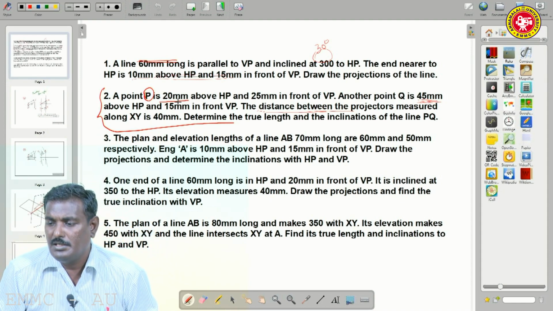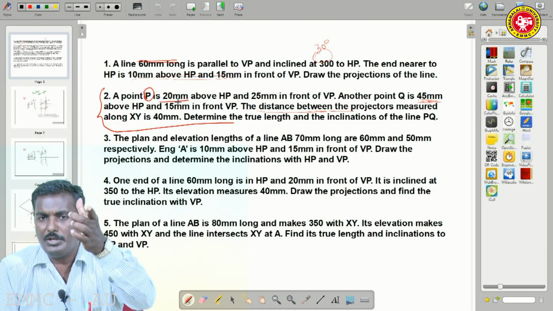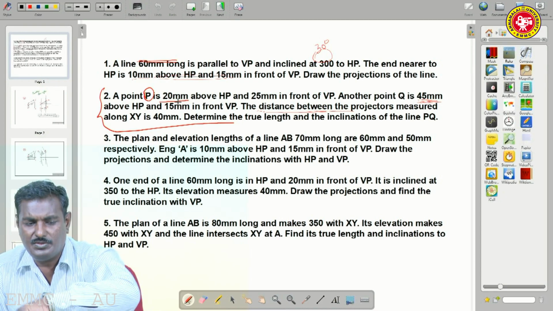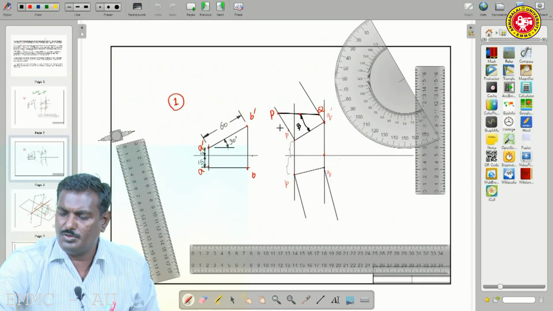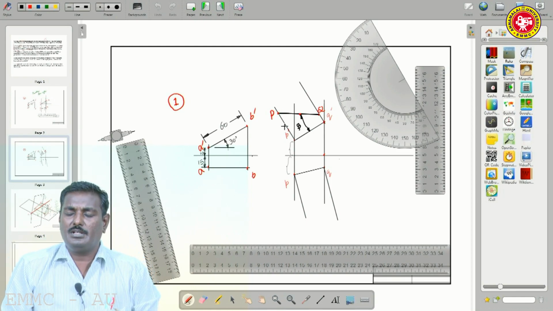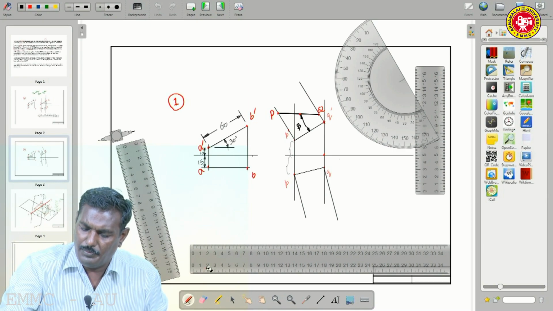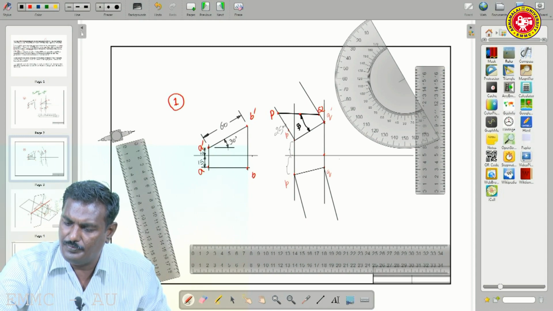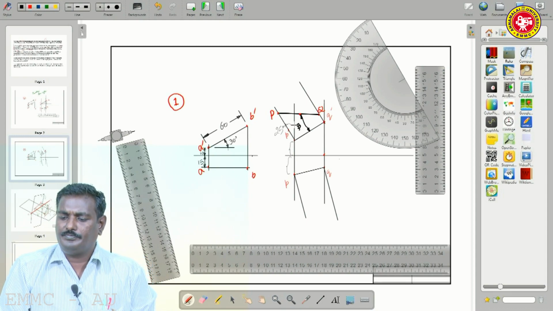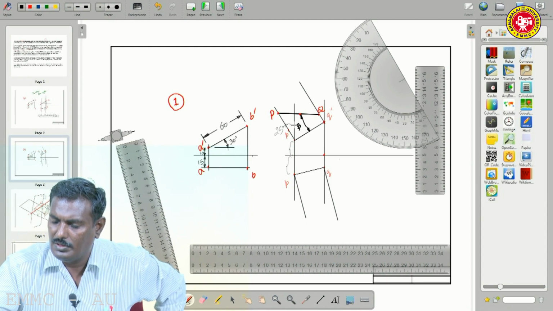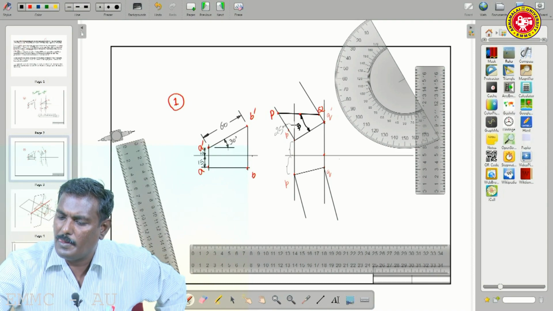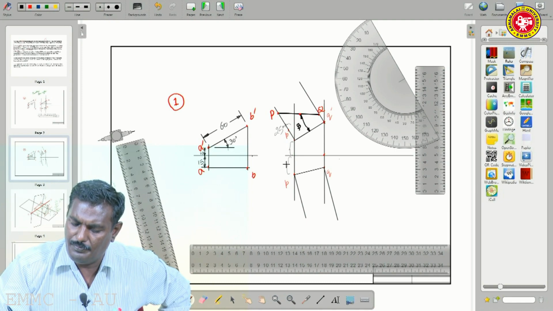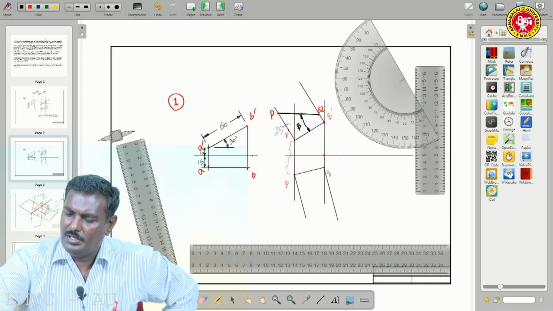Whatever the measurement is, you have to mark it over. So, now 25 mm in front of VP, 20 mm above HP, that is we have to mark it here. So, this is 25 mm. We wrongly made it above, that is 25 mm. Here 20 mm you have to measure, this is 20 mm, this is 25 mm. So, we have to draw in this.